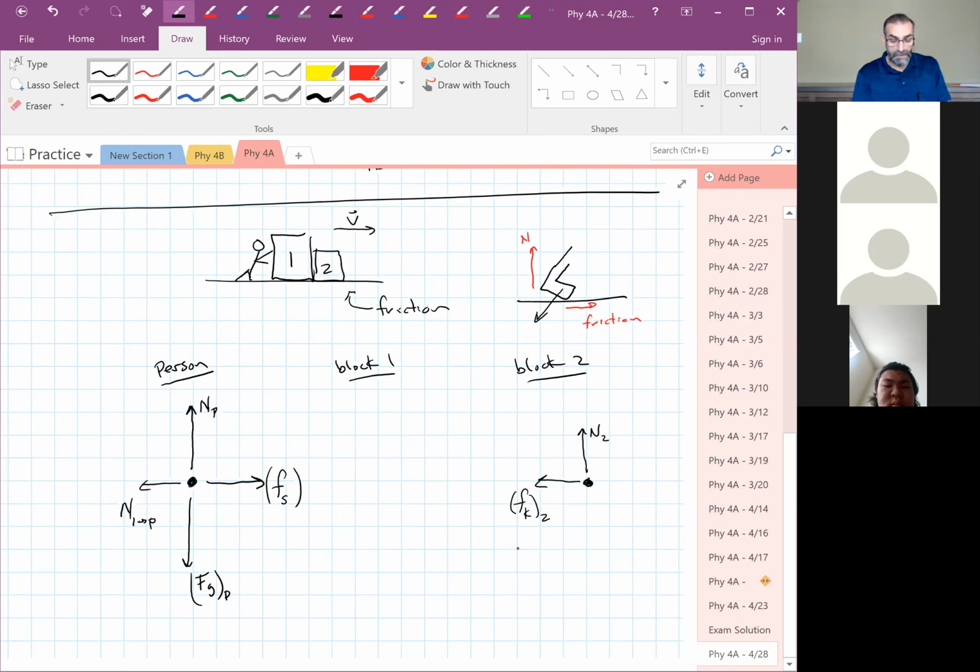Okay, that's the floor. What else is touching block 2? Block 1 is touching block 2. So block 1 is causing block 2 to move to the right. Let's just call it a normal force. You could call it anything, F, whatever. Let's call it a normal force, and this is 1 acting on 2. I've got a lot of normal forces, so I'm putting some subscripts there. And that's everything touching it. What can reach in from a distance? Gravity, acting on block 2.